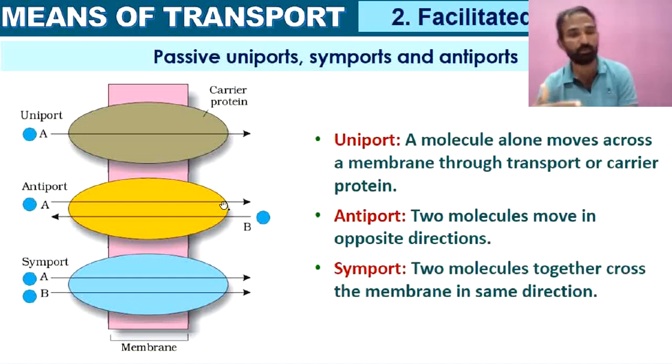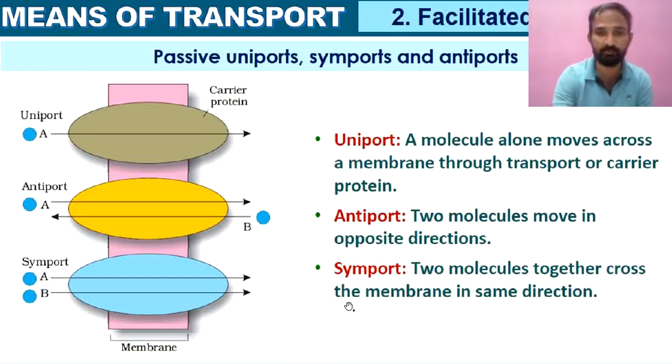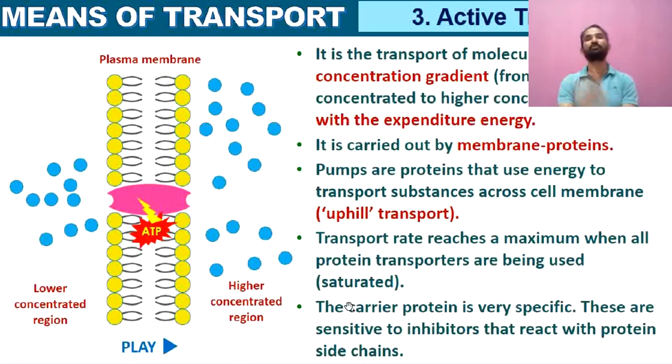Okay, uniport: a single molecule in a single direction across the membrane with the help of a carrier protein. Coming to the antiport: two molecules in opposite directions. And coming to the symport: two molecules together cross the membrane in the same direction. Okay, so the third one is active transport.